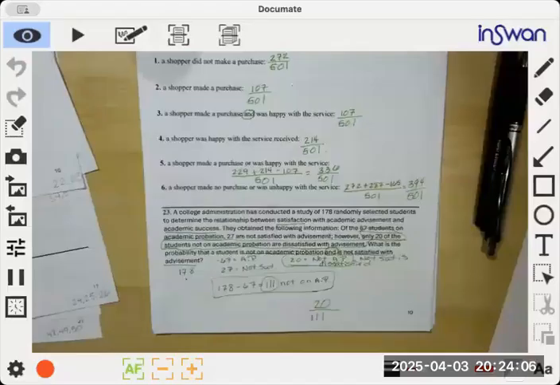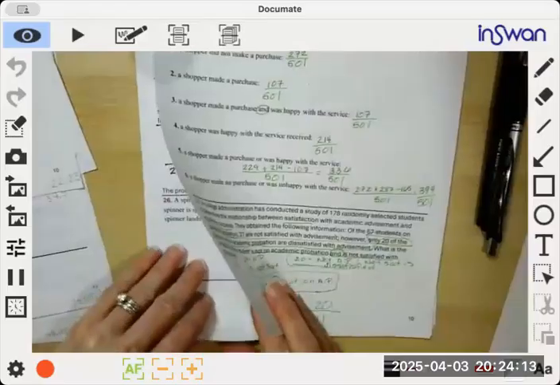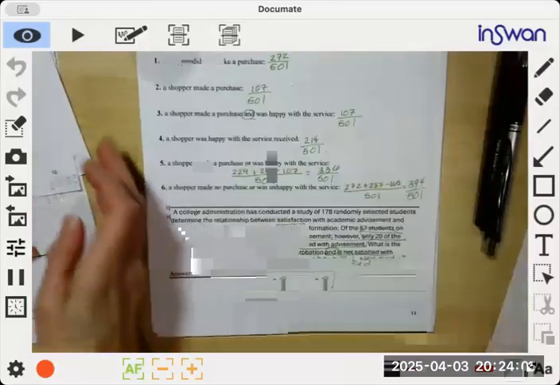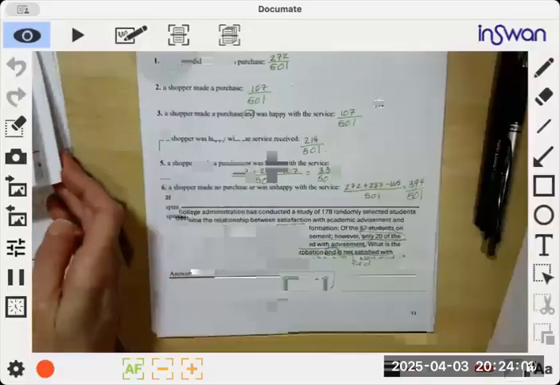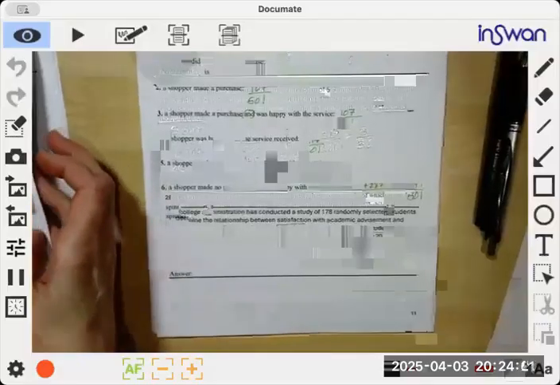Professor, will you please go over number 26? Yes. Thank you. That's good. Okay.